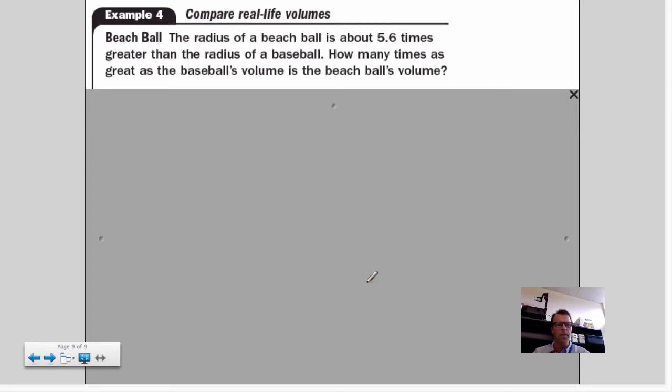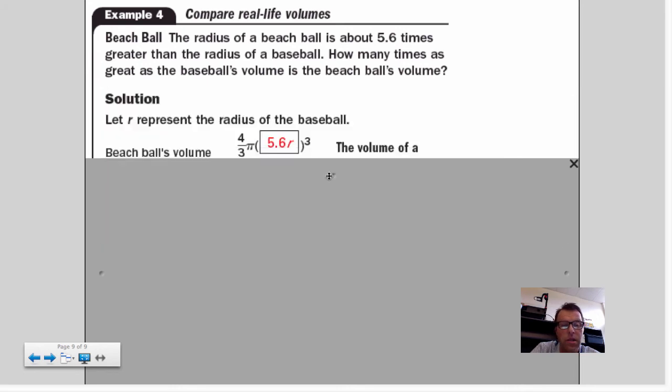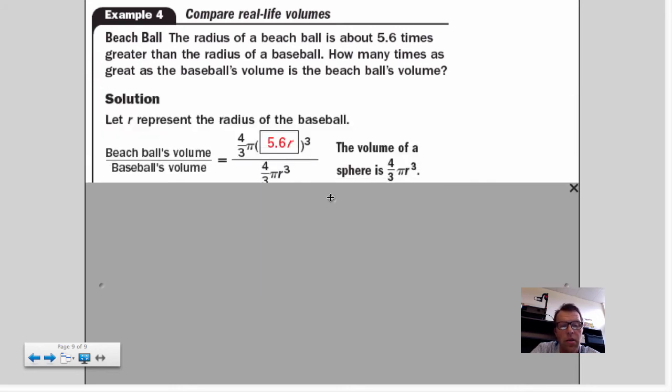So here we have kind of a word problem. It's kind of fun. The radius of a beach ball is about 5.6 times greater than the radius of a basketball. How many times as great as the basketball's volume is the beach ball's volume? So let's just walk through the solution here. So the volume of a sphere, nice that they give that to us, right? I don't expect you to have that memorized.